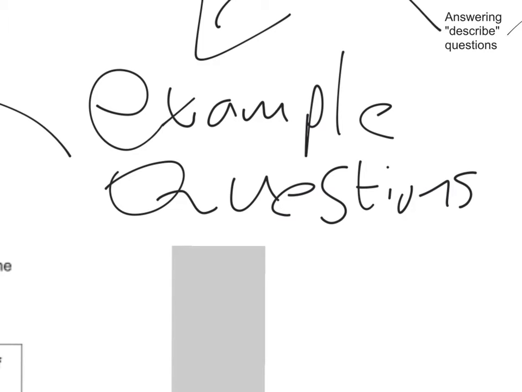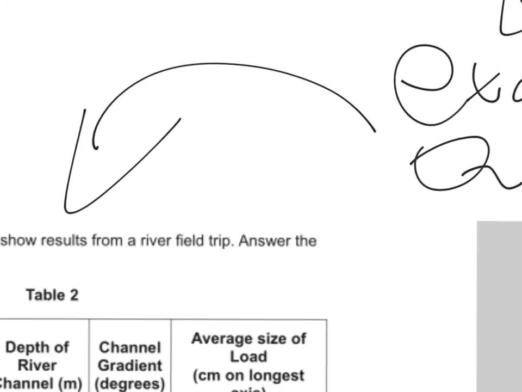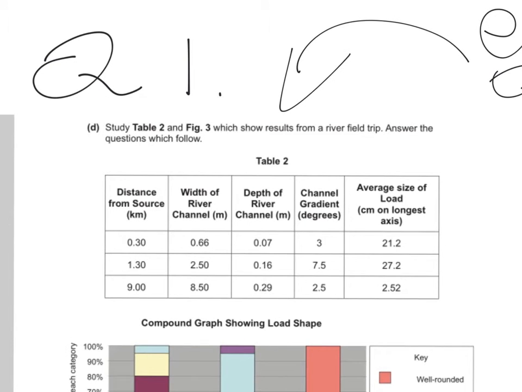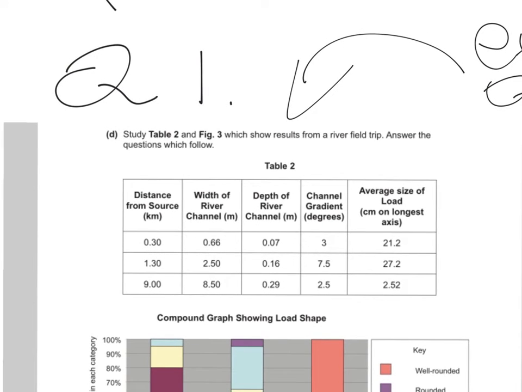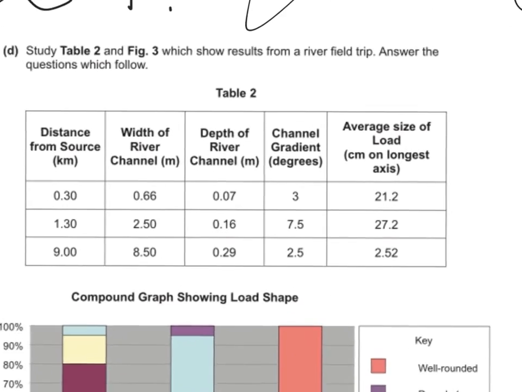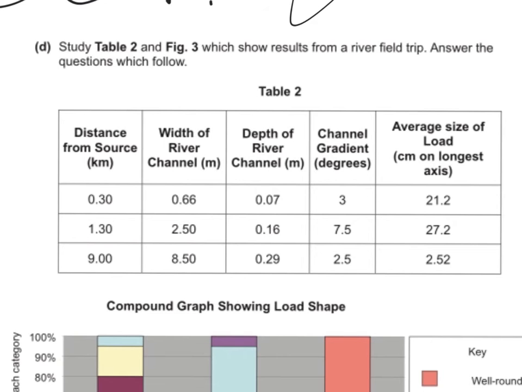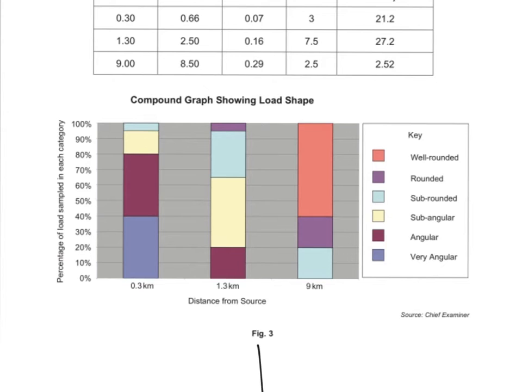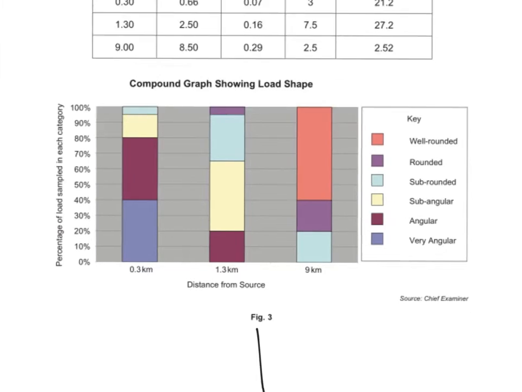The rest of the video now is going to look at some example questions that are common describe questions. First one is from our physical paper, paper 1, quite a common question. Study table 2 and figure 3, which shows the results from a river field trip, and answer the questions which follow. So we've got a table here which has various figures, and then we also have a graph, and this is a variation of a bar graph.